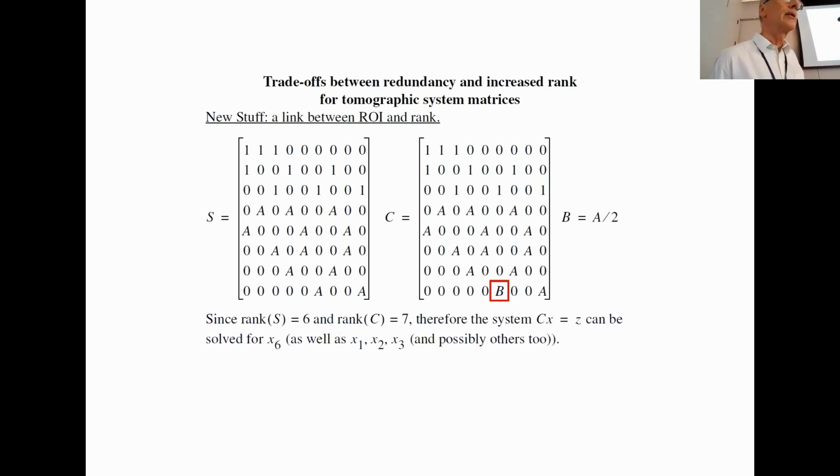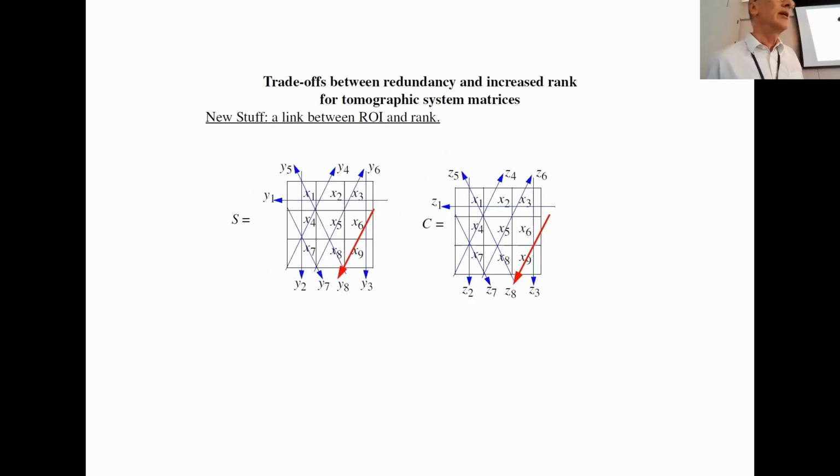And therefore, pixel X6 can now be reconstructed. And it definitely could not have been reconstructed before. When I say reconstructed, I mean uniquely reconstructed. And maybe there's something else that could be reconstructed as well. That's just the statement of the theorem. So let's take a look. So here's what's actually happened.